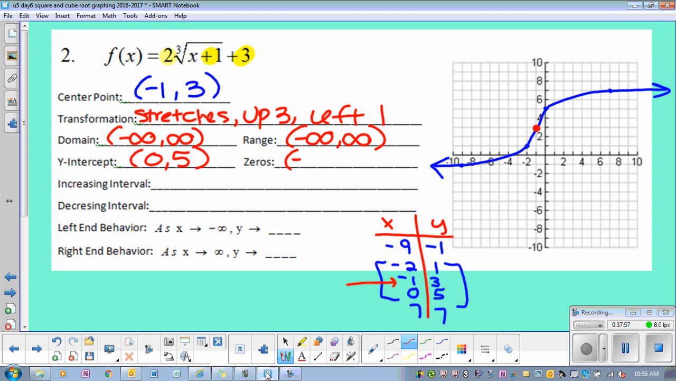So for the zeros, let's see, negative 4.375, comma, 0. Good. All right, so now, is this increasing or is it decreasing? Yeah, it's increasing. Are you going to say that, Adam? Why? So then where is it increasing? From where to where? Negative infinity to infinity, all real numbers. So then it's decreasing at none, because you can't have both. You can only have one.